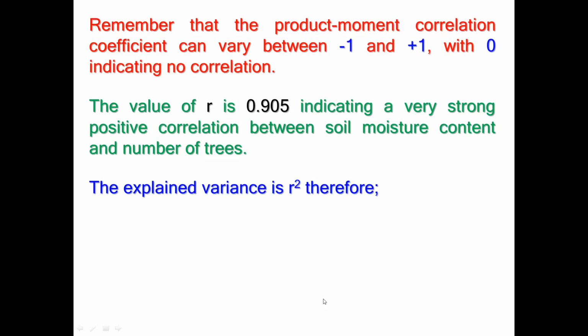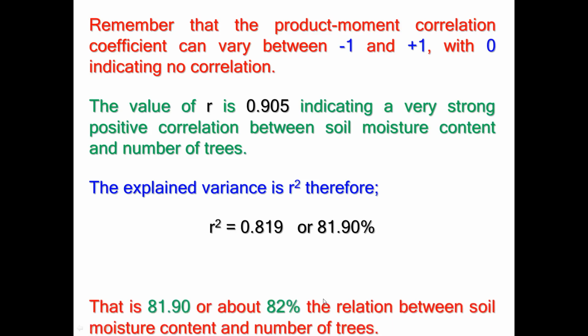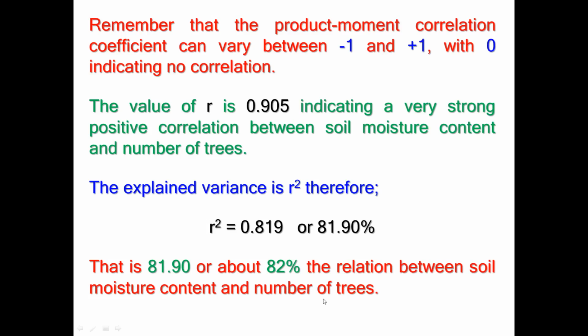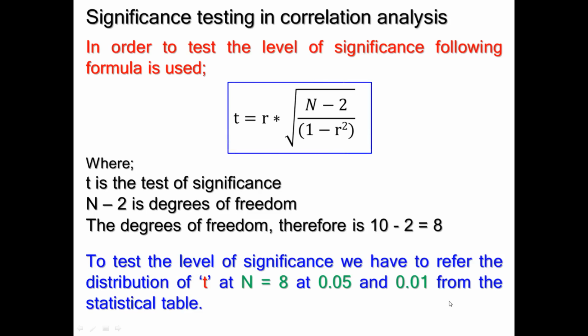We also are required to calculate the explained variance, which is simply the r square. Therefore, the r square is 0.819. We can get it in percentage by multiplying by 100, that comes to 81.90%, or about 82% if we round up. The relation between the soil moisture content and number of trees is so strong, that is about 82%.